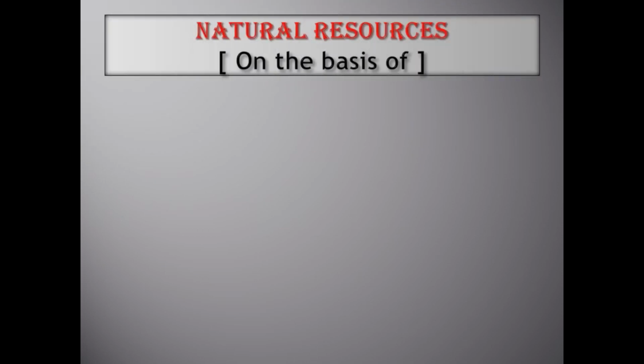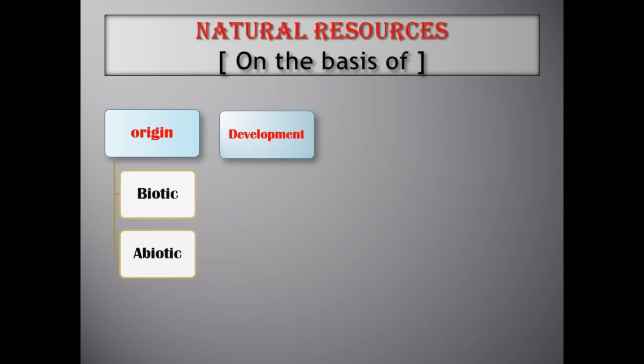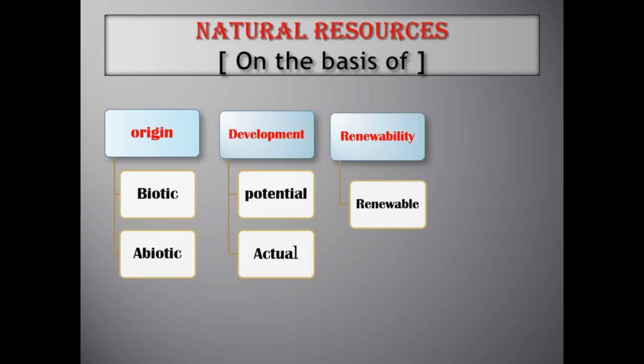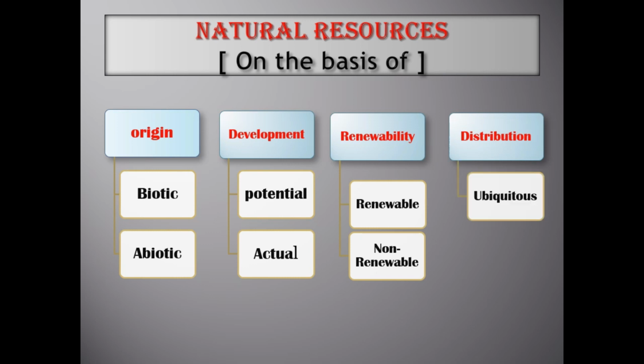That is the natural resources. The natural resources are also categorized on the basis of different points. First point, origin. On the basis of origin, they are of two types: biotic and abiotic. And on the basis of development, they are potential and actual resources. On the basis of renewability, they are categorized into renewable and non-renewable, and on the basis of distribution, they are classified into ubiquitous and localized resources. Let's know about their meaning and similarities as well as the differences between them in the next slides. First, we will know about natural resources on the basis of origin.